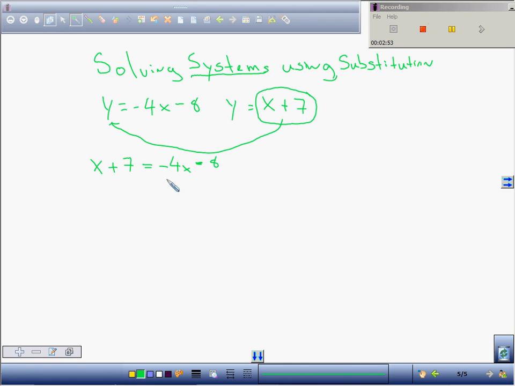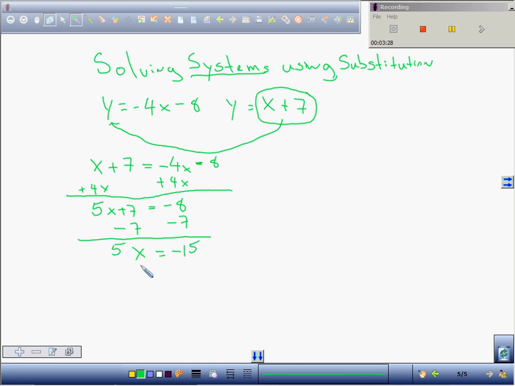Plus 4x. Remember we did this? You get all the x's on one side. Now you have 5x plus 7 equals negative 8. Now I want to bring this 7 onto the other side. Minus 7, minus 7. And I get 5x equals negative 15. And then what? Divide by 5. Divide by 5. And I have x equals negative 3.